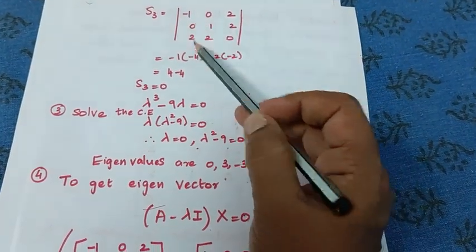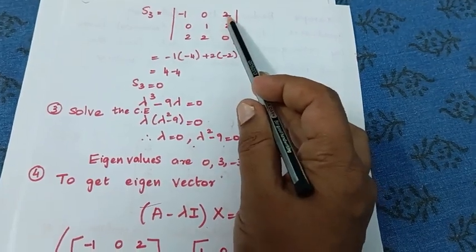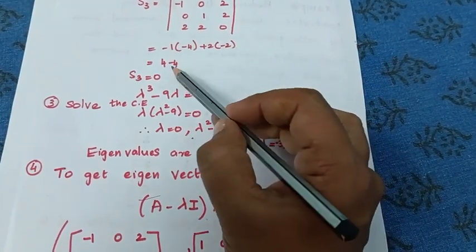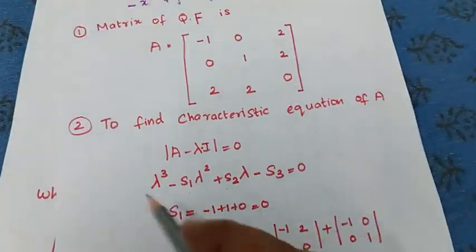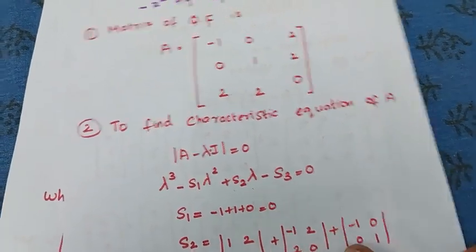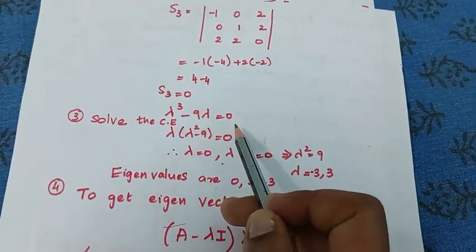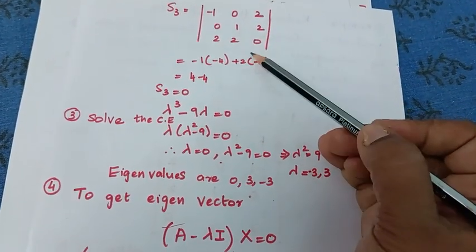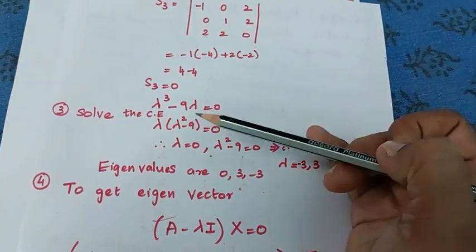So minus 1 times minus 4, and for 0 it will be fully 0. Then for the last one, 2 times 0 minus 2, so plus 4 minus 4, which is 0. So here in lambda cube, S1 is 0, S2 is minus 9, S3 is also 0. So you will get lambda cube minus 9 lambda equal to 0. How to find the determinant was already explained in the previous video, so check it.